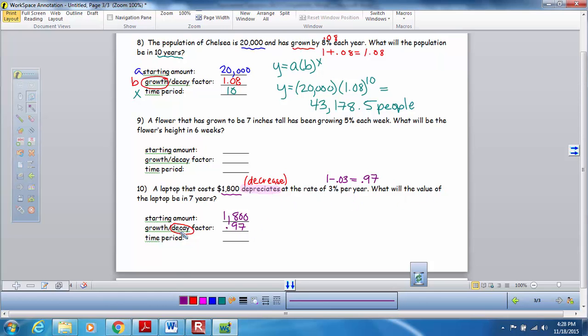And we want to know what the value of the laptop will be in 7 years, so our time would be 7. If we plug this in, that would give us y equals our starting amount, which is 1,800, times our decay factor, which is 0.97, raised to the 7th. If you plug that into your calculator, you should get $1,454.37.